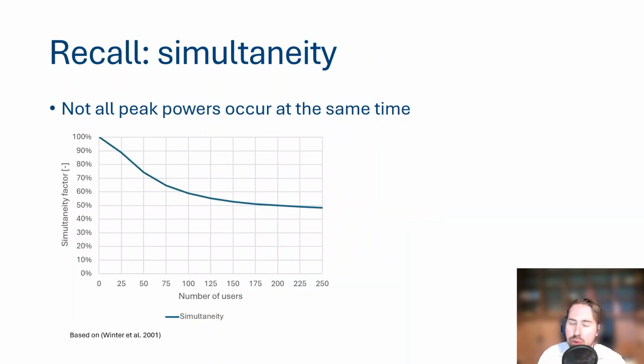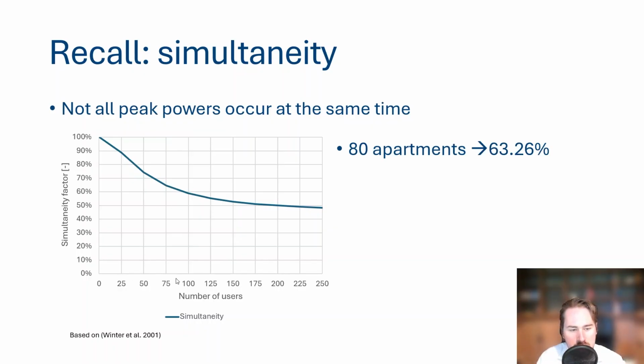Now, before we start, I want to recall also the simultaneity. So when you're working with collective systems, and in this case we have 80 different apartments all connected to the same borefield, well, we can assume that the peak power, the total installed peak power of this entire system, does not occur all at once. And Winter et al. have done some research, and they have found this correlation where, depending on the number of users, you can decrease your peak power.